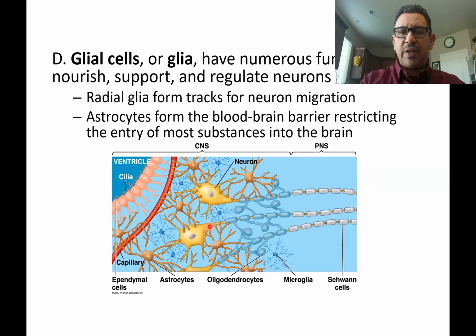Other examples of glia include the Schwann cells. They're the ones that produce this myelin sheath in the peripheral nervous system neurons. In the central nervous system, there are oligodendrocytes, the ones that are responsible for producing the myelin sheath that facilitates the movement of electrical potentials from one neuron to another.